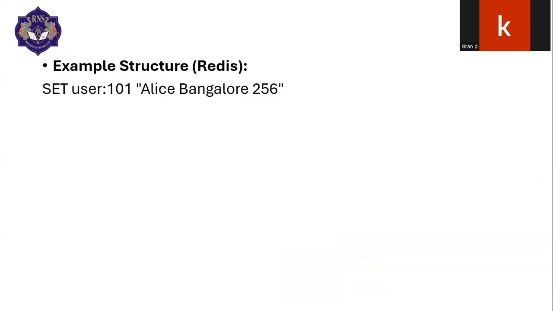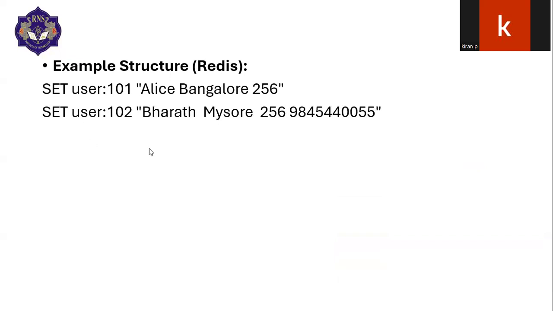Just to show you an example in Redis. How do you set it? You say 101 is the user. You have set Alice, Bangalore, 256. So 101 has three values: Alice, Bangalore is the place, and some number 256. If you take 102, you have Bharat, Mysore, and 256, but you have one more value, a mobile number, which is also added. You can observe there is no fixed structure. Each one is using a different format, but you know the ordering. There's some specific order. So that is the advantage of using key value pairs.